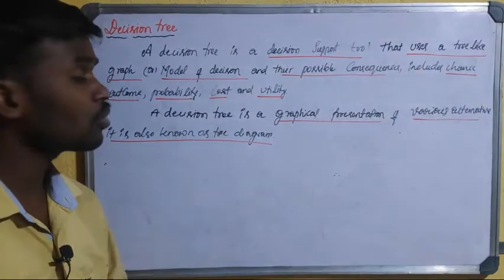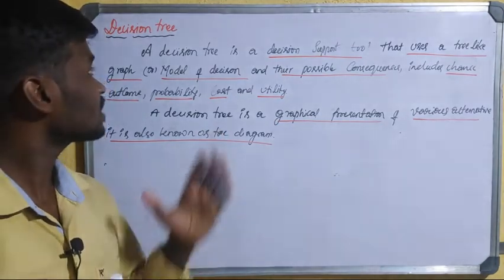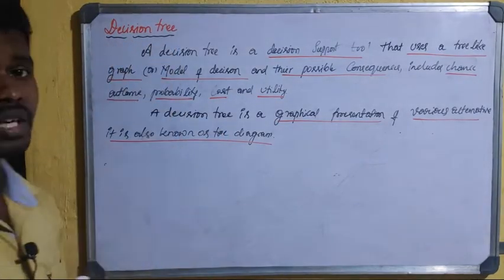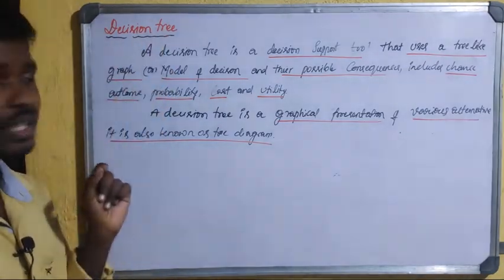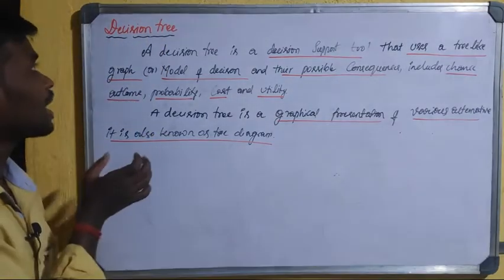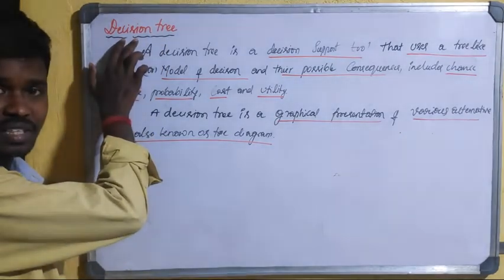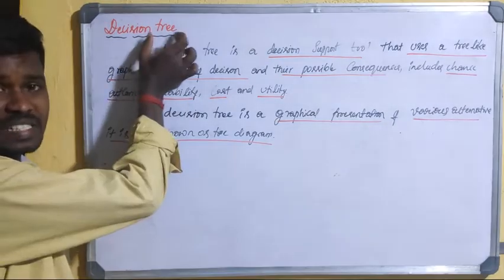So in this session we are going to discuss the last concept under this module. The last concept is decision tree. The name itself indicates it. In this concept, the investor and the manager will take the necessary decision in the business organization based on the tree structure.